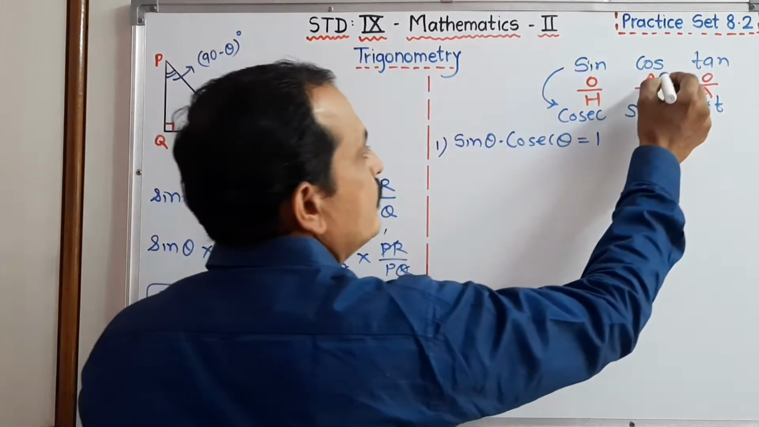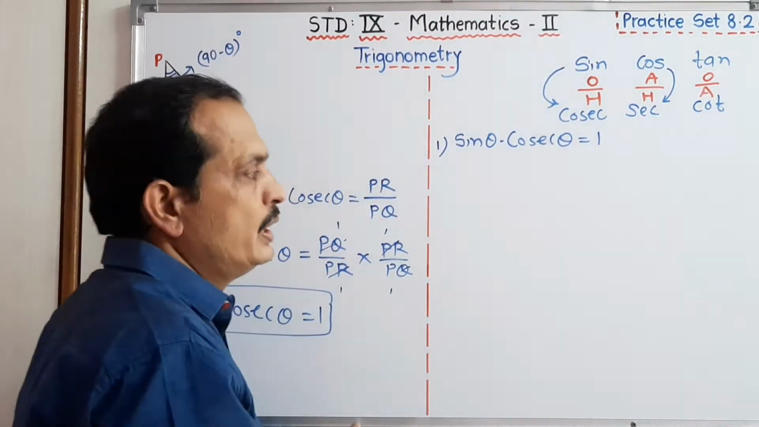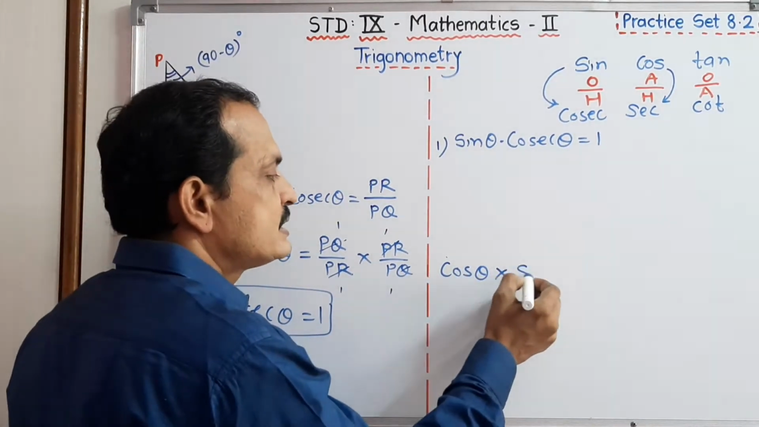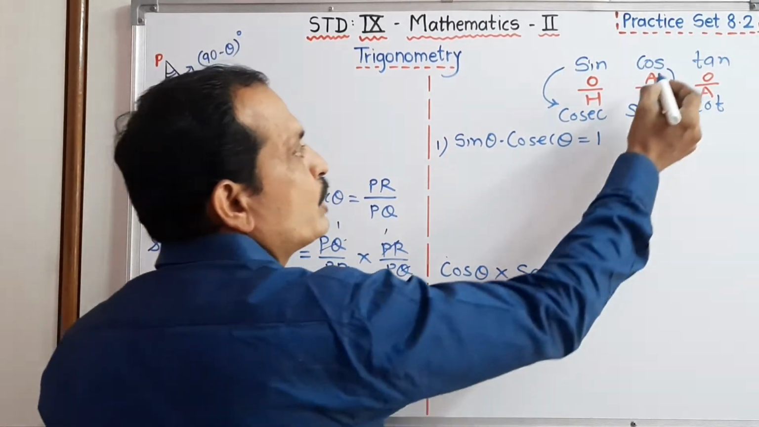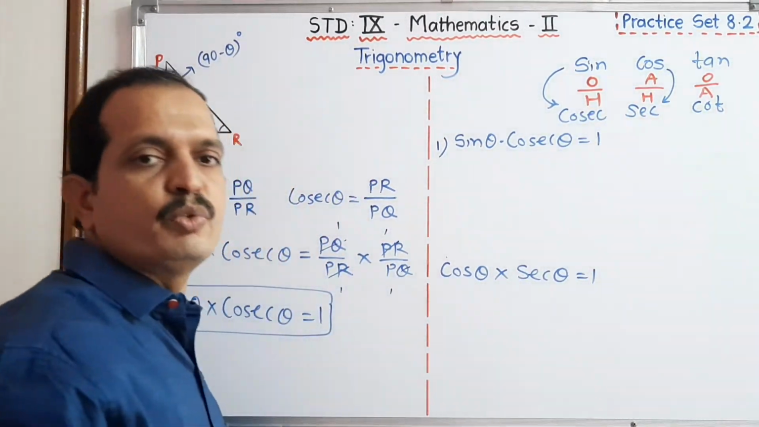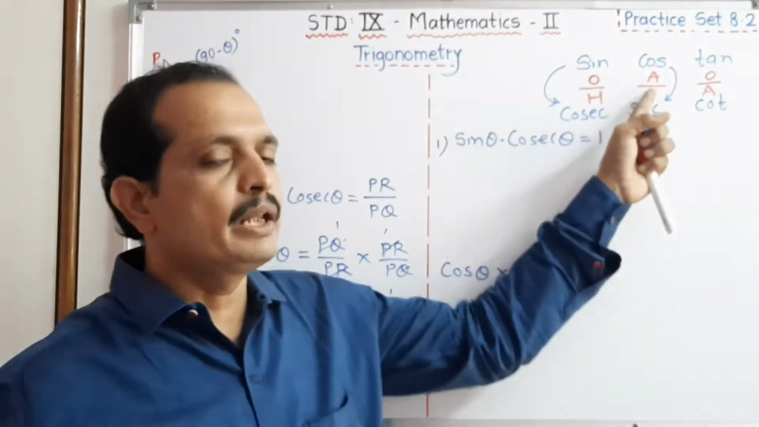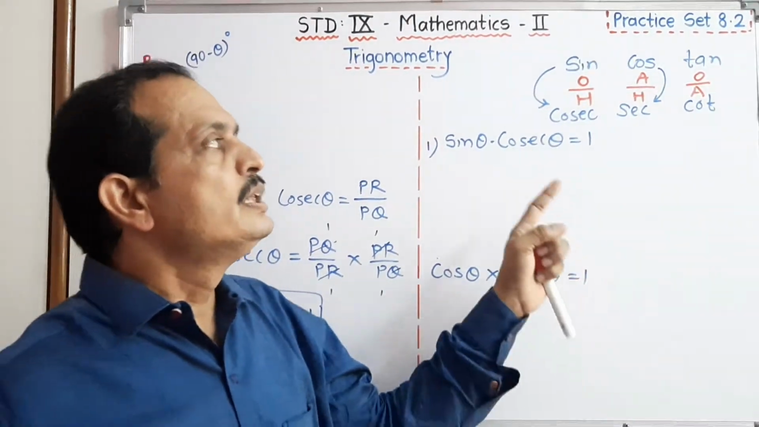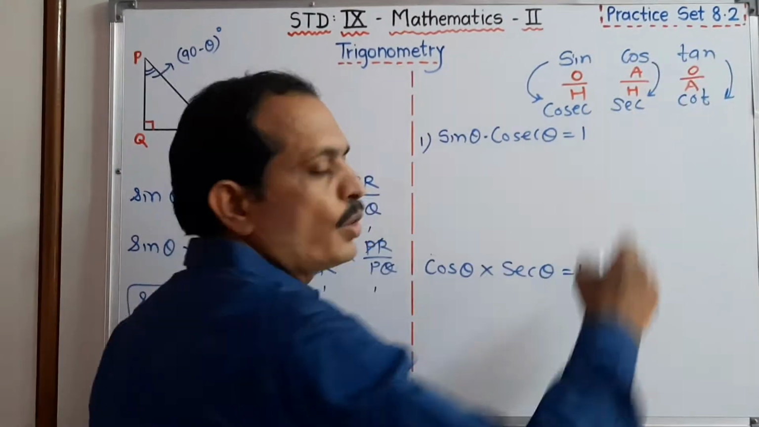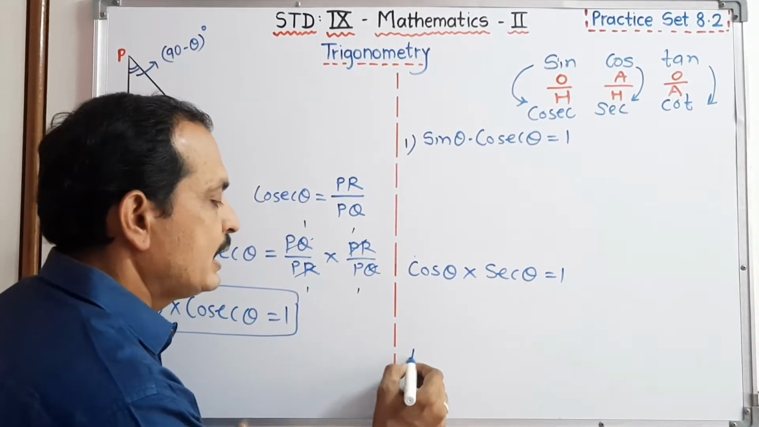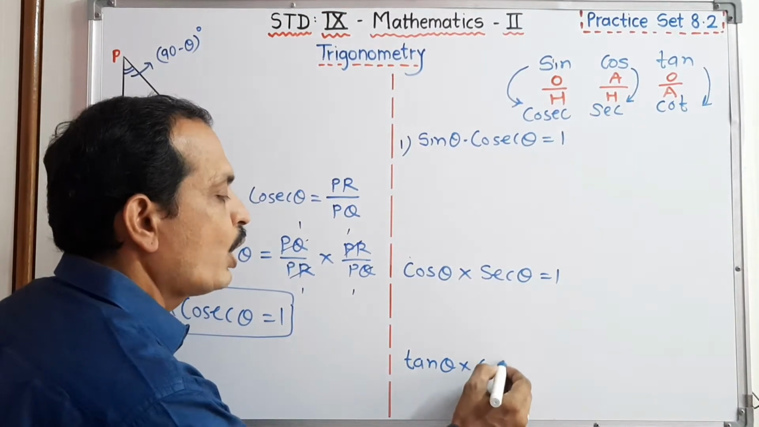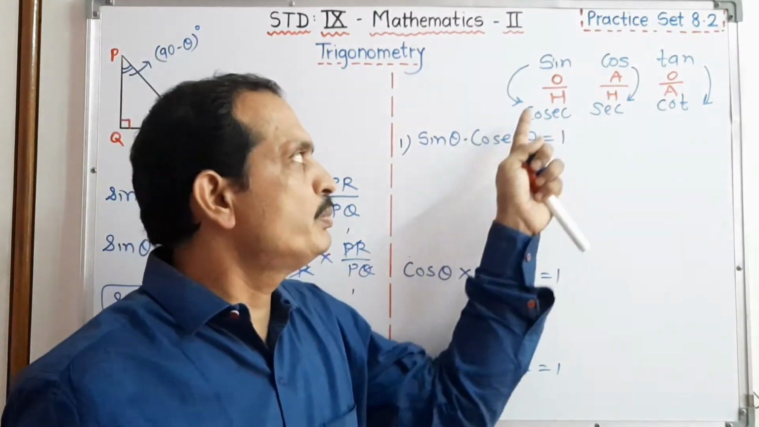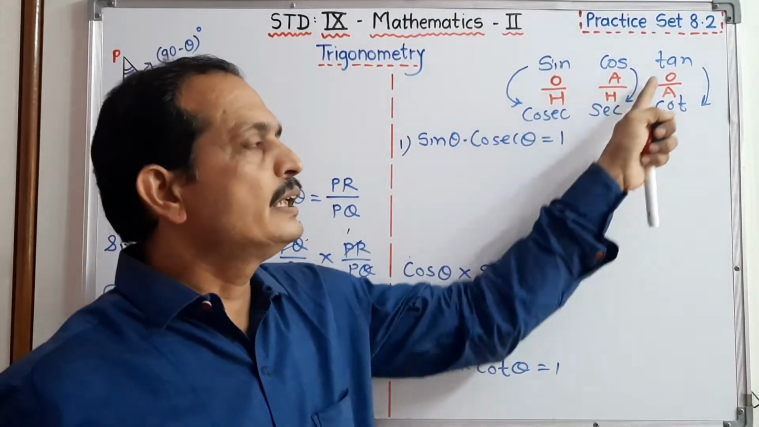Same relation we can follow for cos and sec ratio. That means we can write here cos theta into sec theta is equal to 1, because cos and sec both are inverse of each other. Therefore if we multiply them, we will get the answer as 1. Same relation we can maintain in tan and cot theta. Therefore, we can write here tan theta into cot theta is equal to 1.